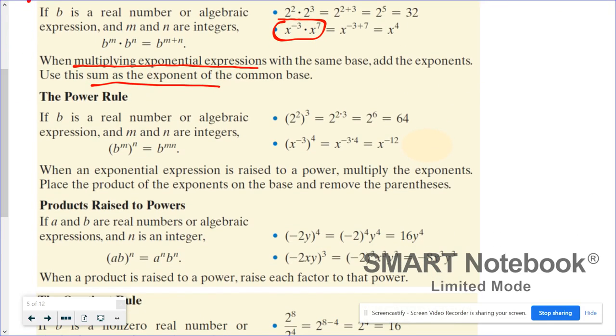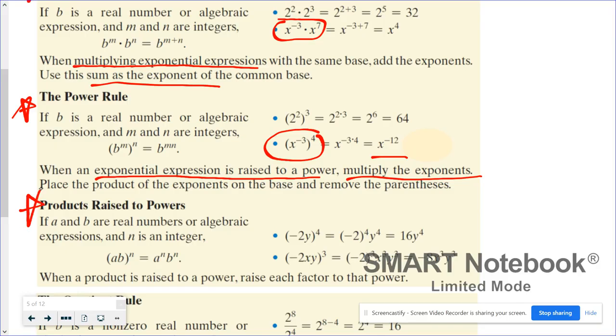Then there is the power rule, okay? The power rule says when an exponential expression is raised to a power. So here is an example of what that would look like. We're going to multiply the exponents. So -3 times 4, well, that's how they're getting -12.